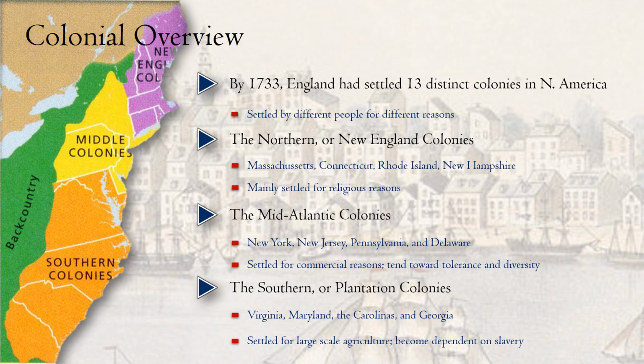Another distinctive feature of the southern colonies is that they become increasingly dependent on slavery as they become more and more established, and we will look at that in later lectures. So let's move on to the first colony.